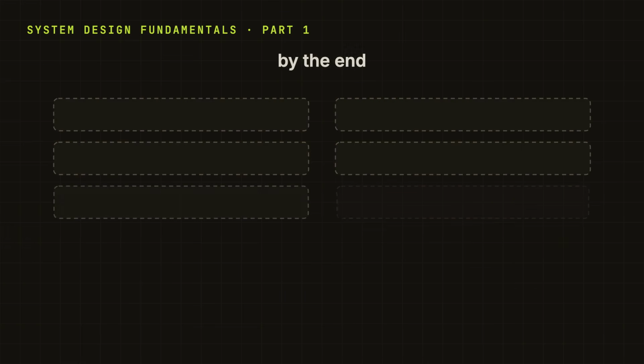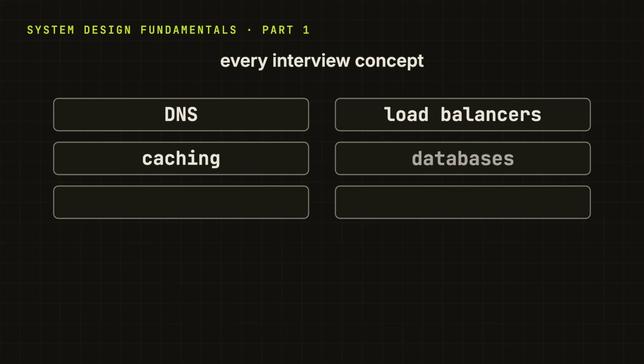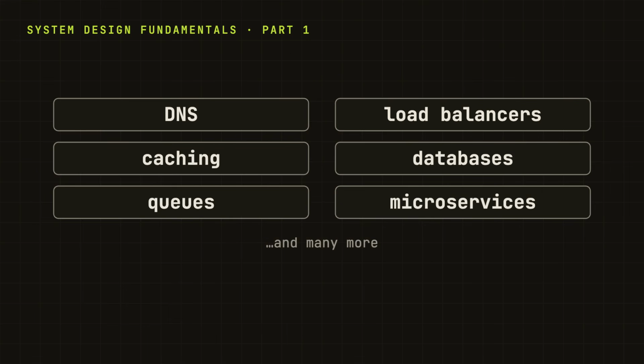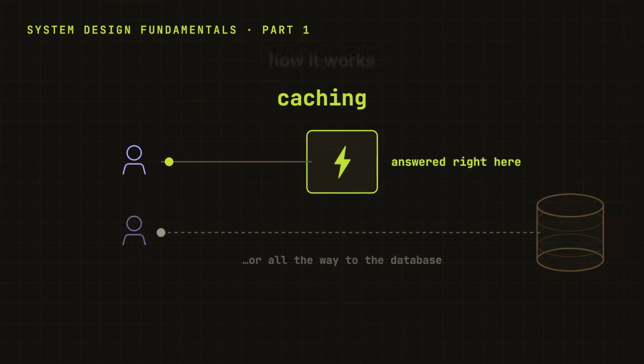And my goal is simple. By the end of this, you should understand every core system design concept that comes up in the interviews: DNS, load balancers, caching, databases, queues, microservices, all of it. Not just what the word means, but how it actually works and why it exists.